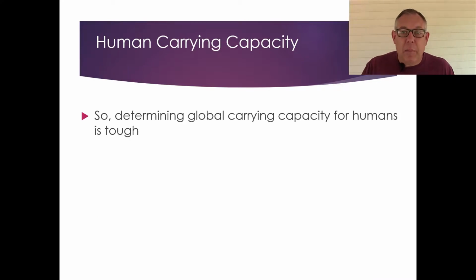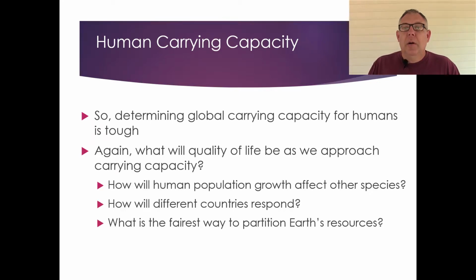So I think I made my point here. Determining the global carrying capacity for humans is tough. But in my opinion, a much more important question is, what is the quality of life as we approach carrying capacity? Long before starvation and things kick in, I think the quality of life of humans is going to decrease so much that we're going to be miserable. And we could argue that we're there now, but again, this is a tough question.